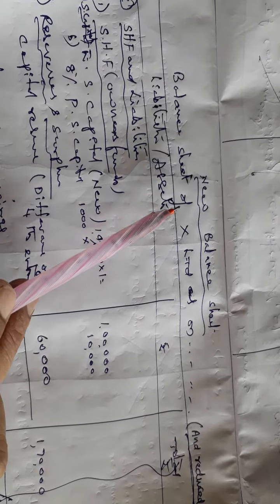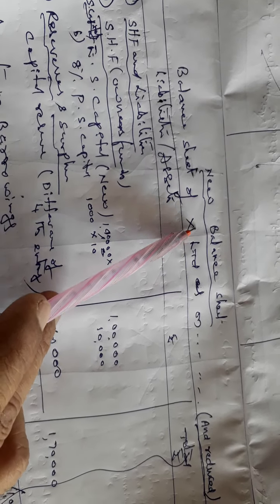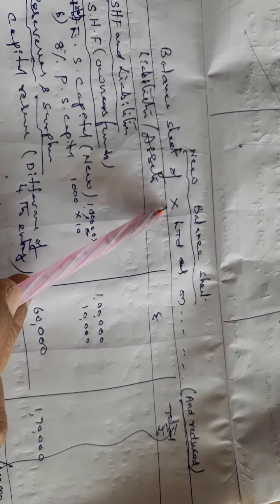So those are our journal entries. After completion of this journal entry, again we should prepare a new balance sheet. Here I am taking the balance sheet of X Company Limited. So the name of the company is X Company Limited.